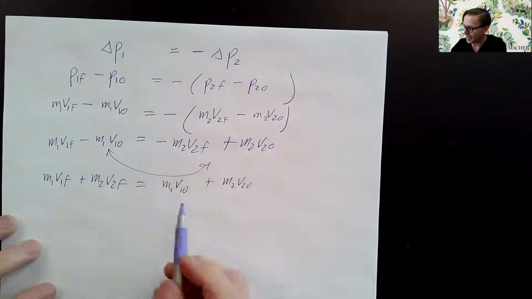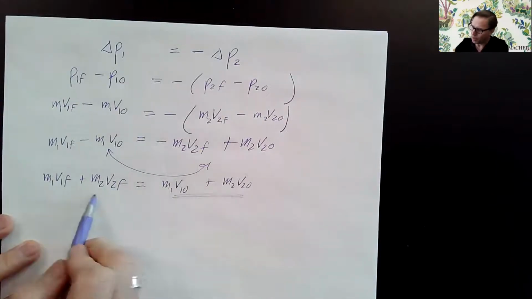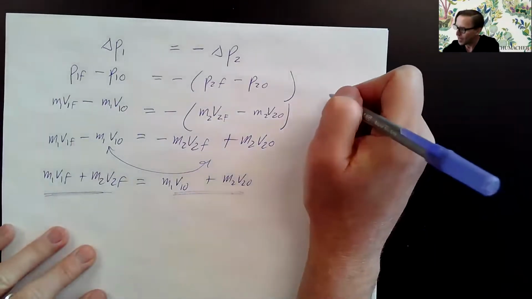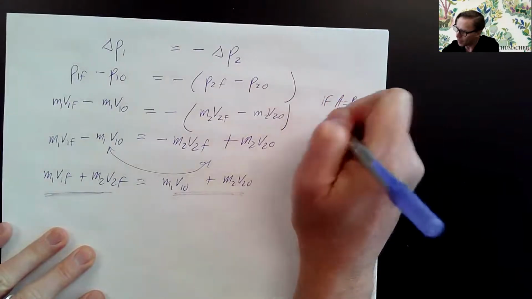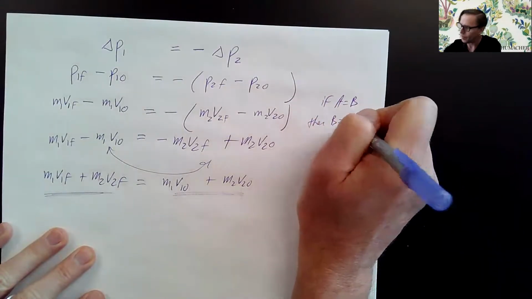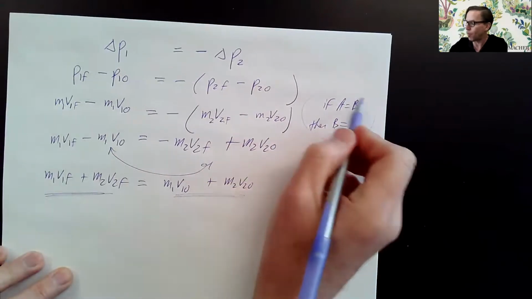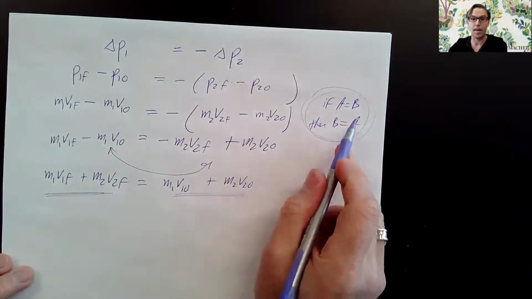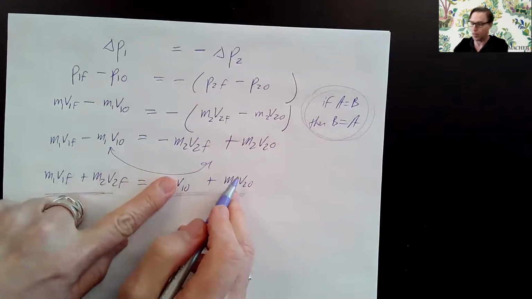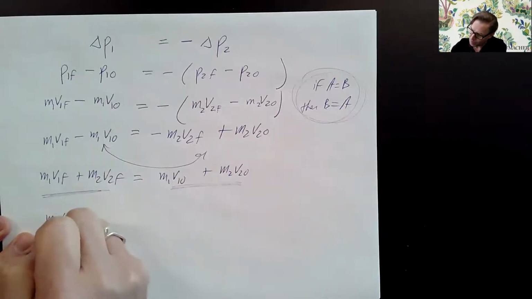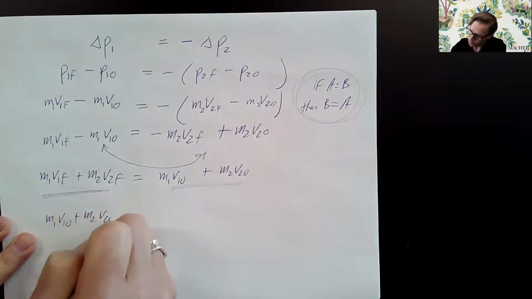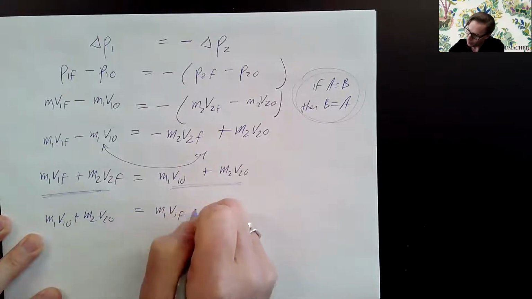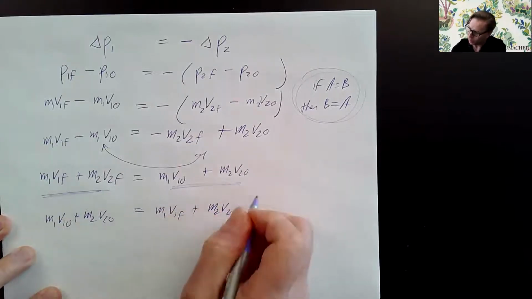Now, the final thing I'm going to do is take all this initial stuff and move it to the left, and all this final stuff and move it to the right, just so I've got initial first and final second. In other words, if A equals B, then B equals A. You might remember that from your math class. That is called the symmetric property of equality. So I'm going to take this stuff on the right and put it on the left. M1V1 initial plus M2V2 initial equals, and the stuff on the left I put on the right, M1V1 final plus M2V2 final.